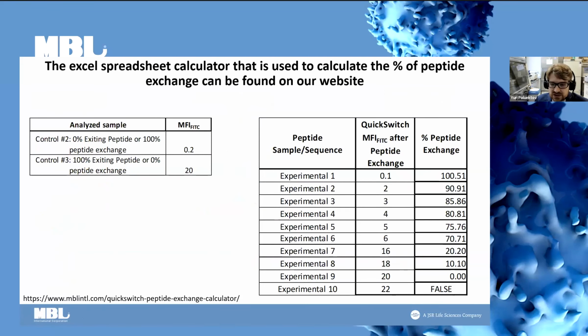To assist in the calculation of what percent of exiting peptide was exchanged for the peptide used with the QuickSwitch kit, we recommend that you use the QuickSwitch exchange calculator spreadsheet found on our website. You just have to add the MFI values for the FITC signal of the unexchanged tetramer and the MFI values for the capture beads only to the table for the calculations to work. If any value for your experimental exchanges is lower than the exchange value of the beads alone or higher than the exchange value of the unexchanged tetramer, the table will return false as a result, right here.